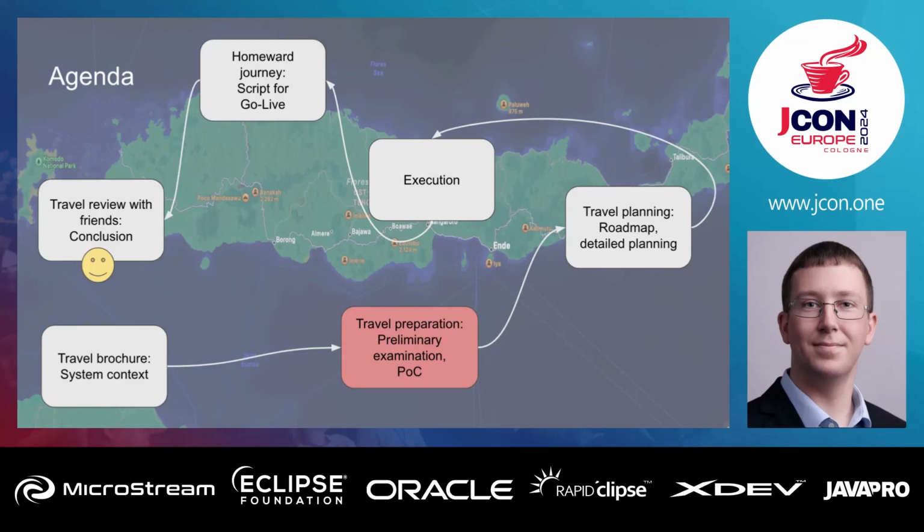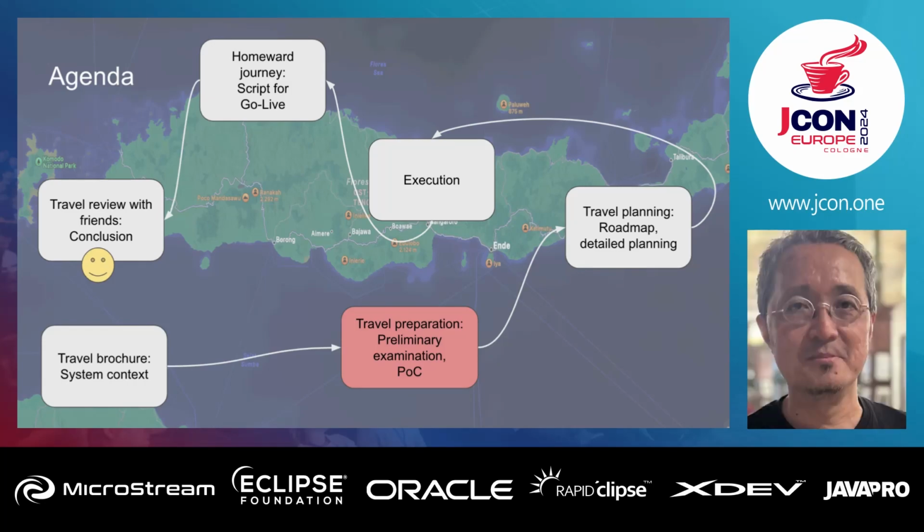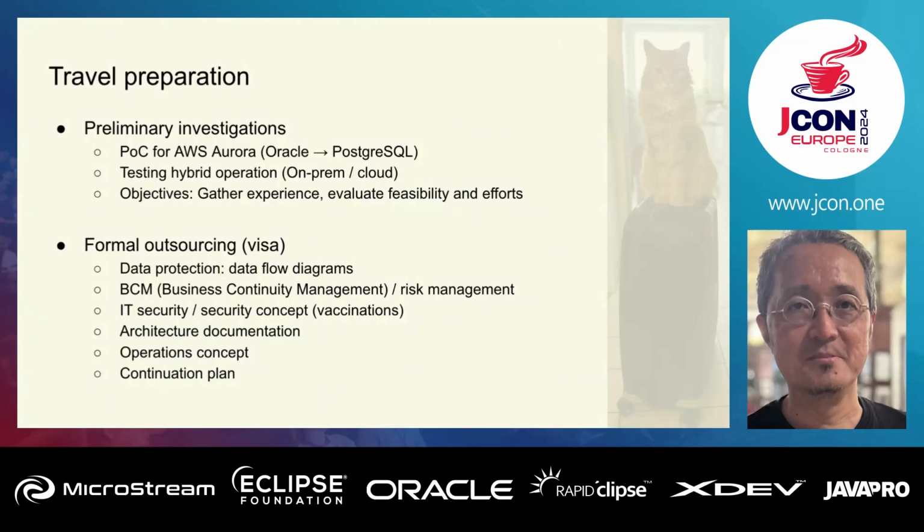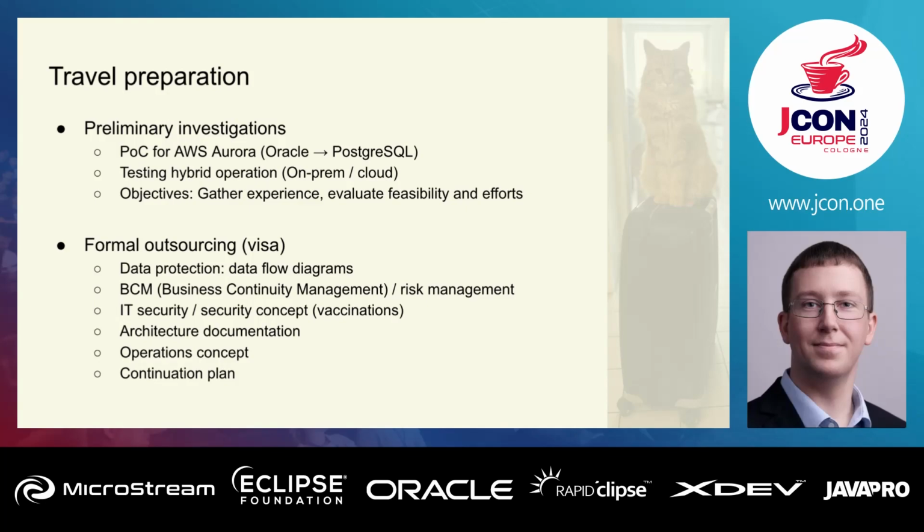So, okay, so much for the travel brochure and the system context we're talking about. The next thing would then be to concretize our journey and actually pick a country that we want to visit. Regarding the migration, that means doing some preliminary examinations, just to make sure everything works as expected before we start, and to do some proofs of concept, especially for the database side. We did a proof of concept for AWS Postgres Aurora, because we had to move a lot of data to the cloud, to Postgres, a different database management system. We did a lot of tests with that, and finally came up with solutions that were feasible.